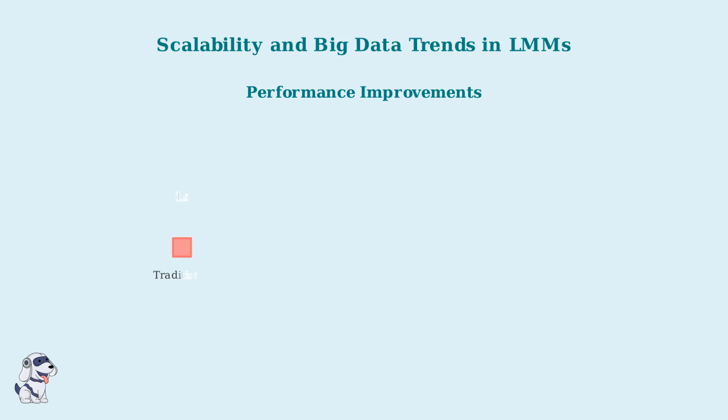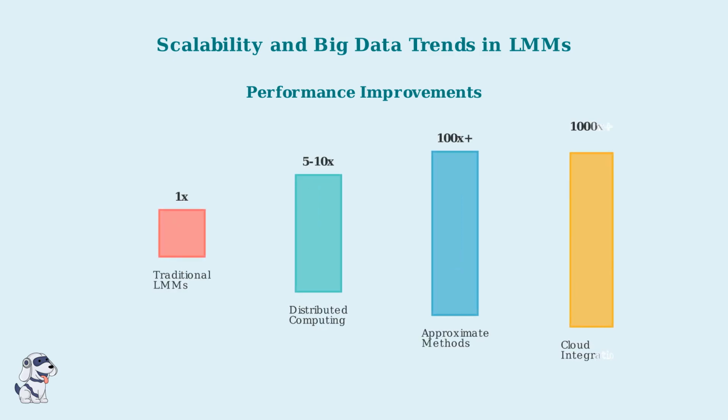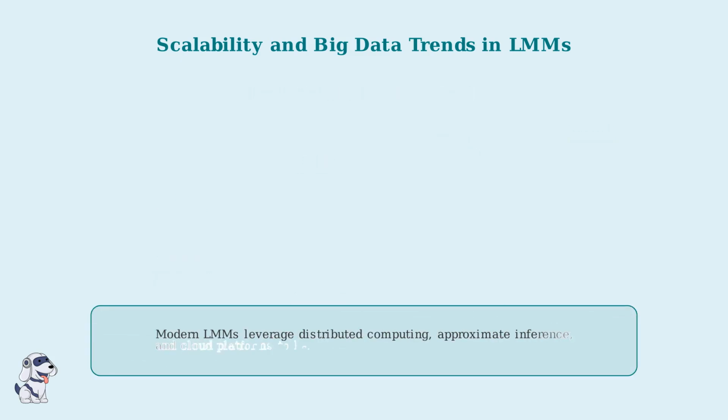These scalability solutions provide dramatic performance improvements. Distributed computing offers 5 to 10 times speedup. Approximate methods can be over 100 times faster. And cloud integration can provide thousand-fold improvements for massive data sets. These advances enable linear mixed models to handle data sets with millions of observations, making them viable for modern big data applications across healthcare, genomics, and large-scale longitudinal studies. While traditional linear mixed models assume normally distributed responses, many real-world datasets involve non-Gaussian data types.